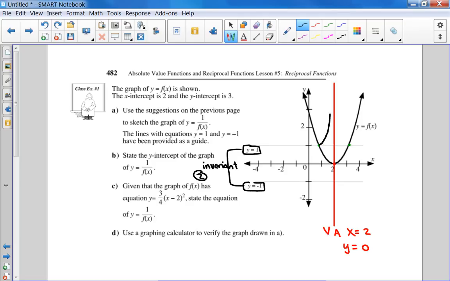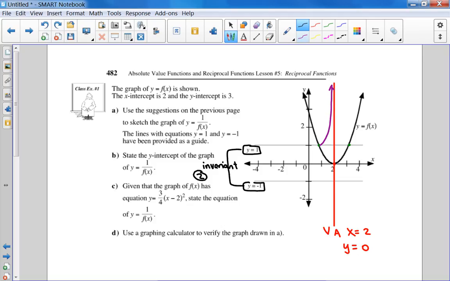So watch this. Should I use a different color than black? Let's use blue. So why was that okay? Oh, son of a gun. What kind of blue is that? Okay, so there's the start of my reciprocal graph. That section that I drew is from this section in here.